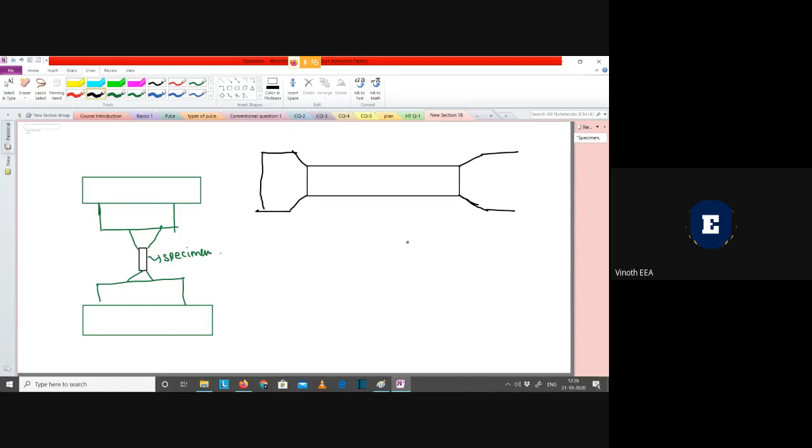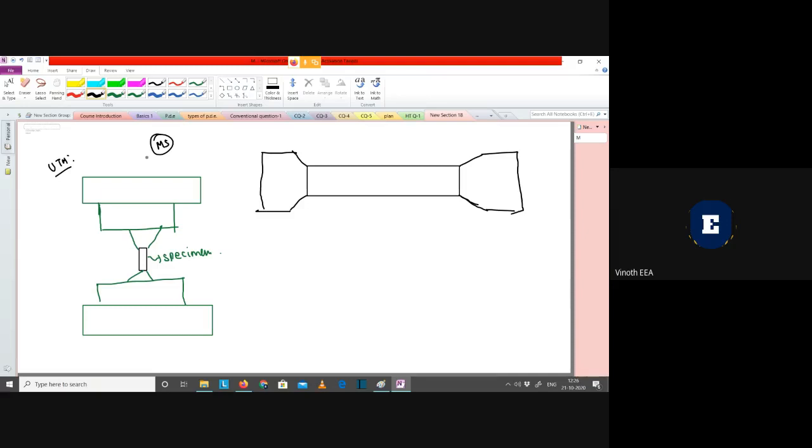Listen, let us discuss the tensile test. The tensile test is done in a universal testing machine, that is UTM. Let us consider that this is our UTM, just for consideration. Let us take this as our specimen. I'm going to take a mild steel specimen, a ferrous material, and generally we will be fixing two points.